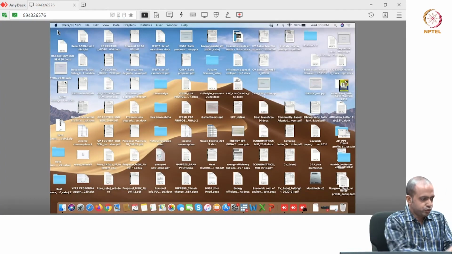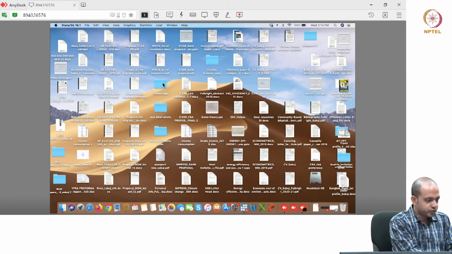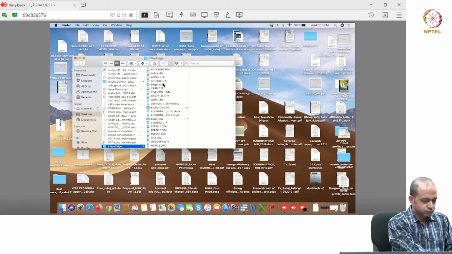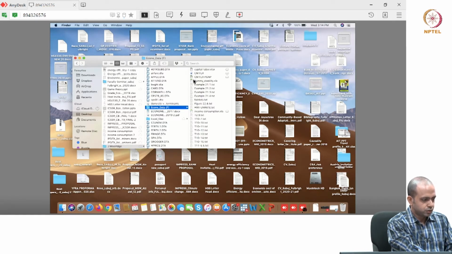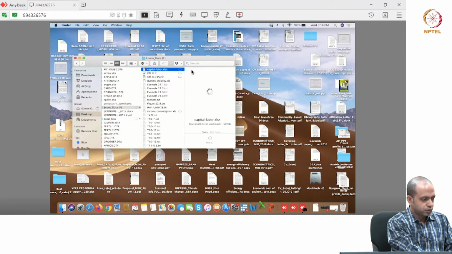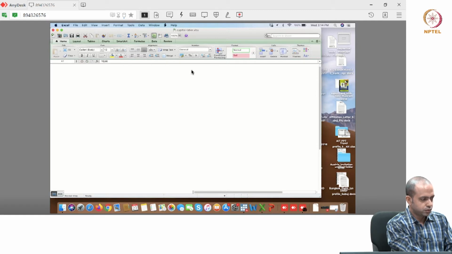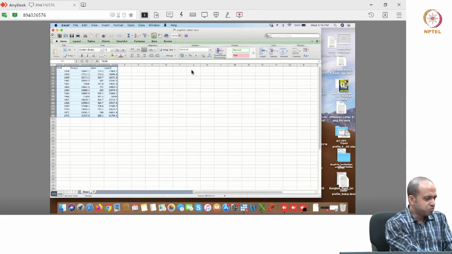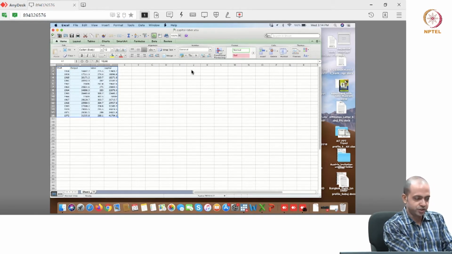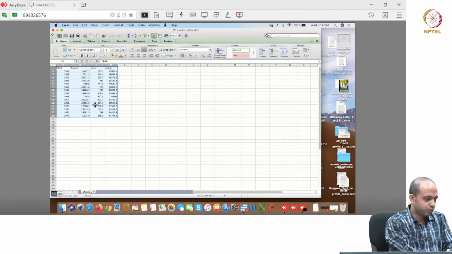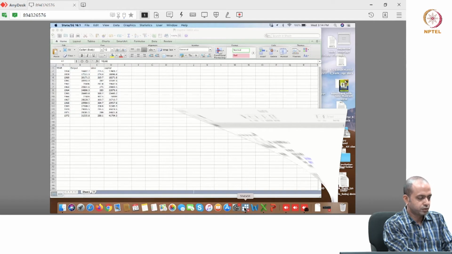I will open the same data set showing the production function. This is my data set where I have renamed the variables: output, labor and capital. These are the three variables, and I have data from 1958 to 1972. This is the time series data I have, and I will copy this and put it into the statistical software's data.